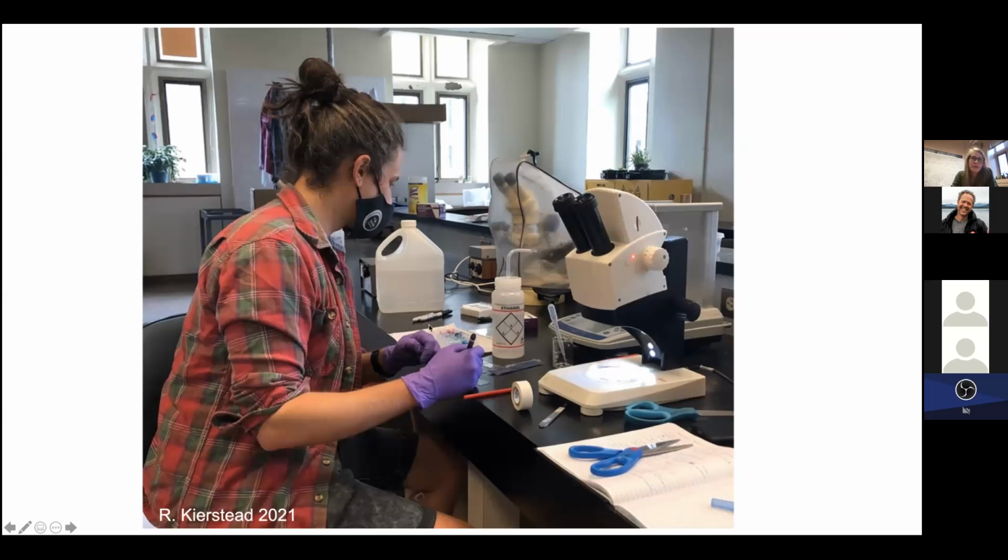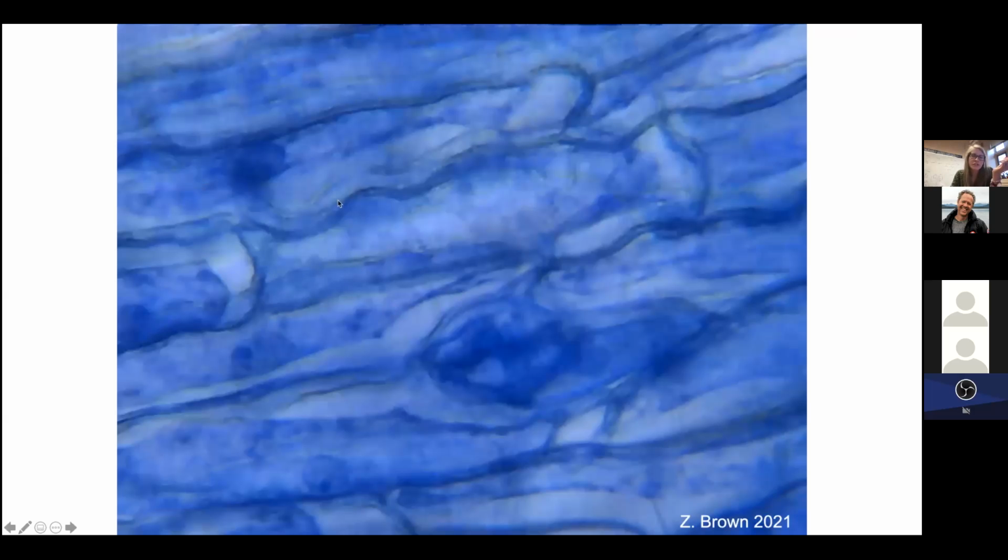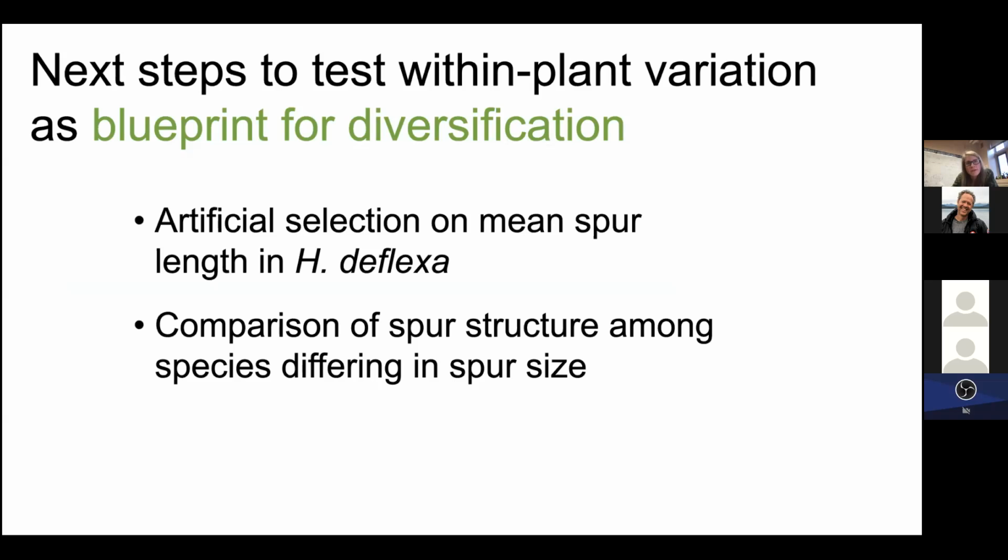I've got an honor student right now, Zach Brown, who's been imaging some of the flowers that Roisin collected to measure cell size and cell shape within the nectar spur, and then to count the number of cells within a nectar spur, right? So that will address that first part of the question. I don't have data for you yet, but that gives us a first sense of how mechanistically we are achieving changes in spur length within individual plants. And from there, I have a few ideas of what I'd like to do next.